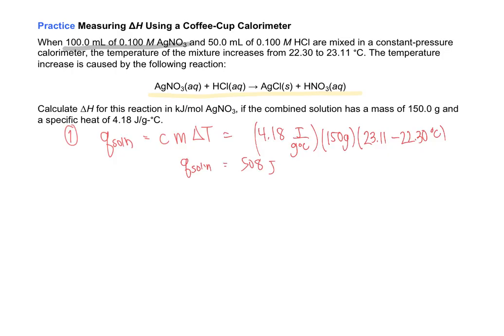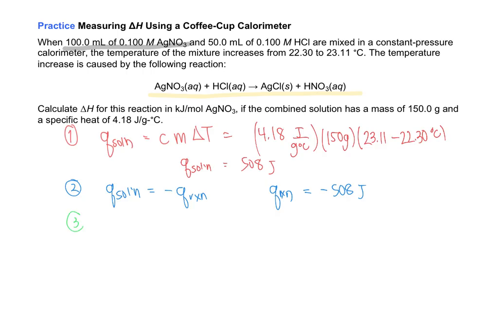Now, if you remember, number 2, we are going to say that Q of the solution is equal to negative Q of the reaction. So if I want the heat of the reaction, which I do, then I'm just going to change the sign, negative 508 joules. So my solution got warmer, it heated up, meaning my reaction lost that energy.